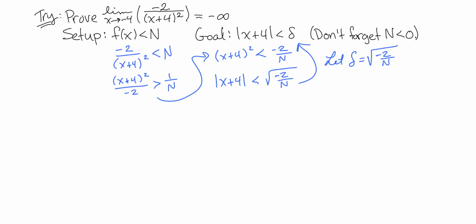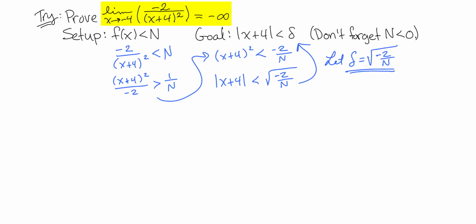Did you get that answer? Did you feel comfortable with that answer? This looks a little strange, doesn't it? Because it looks like we're taking the square root of a negative number. But remember, n is negative. So really what we have here is a positive number that we're taking the square root of, and we have a positive distance. So now, given any negative number n, no matter how largely negative it is, we can find a matching delta, and that will prove for us that the limit of our function as we approach negative 4 is negative infinity.